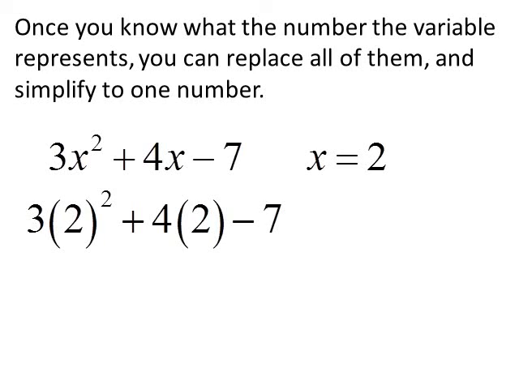So in this case, we decided that exponents come first. So 2 squared is going to give us 4. 4 times 3 is going to be 12. Then we do multiplication on the other one. So that's 8. 4 times 2 is 8. So we have 12 plus 8, which is 20, minus 7 gives us 13. So we simplified that expression for that given value of the variable.